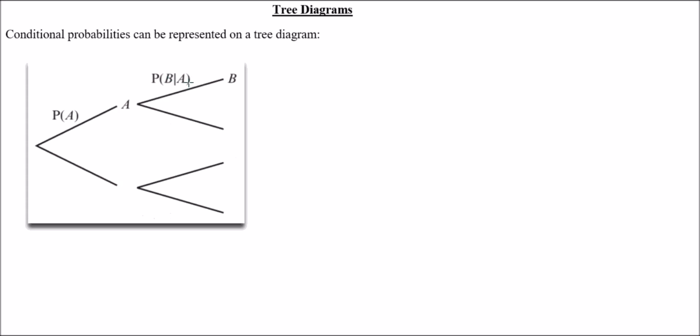So if B happened, this would be the probability of B given A. So if A and B happen together, remember from GCSE probability, we just multiply the probabilities along the branches we go along. So the probability of A and B, A intersection B, would be the probability of A, this value here, multiplied by the probability of B given A.